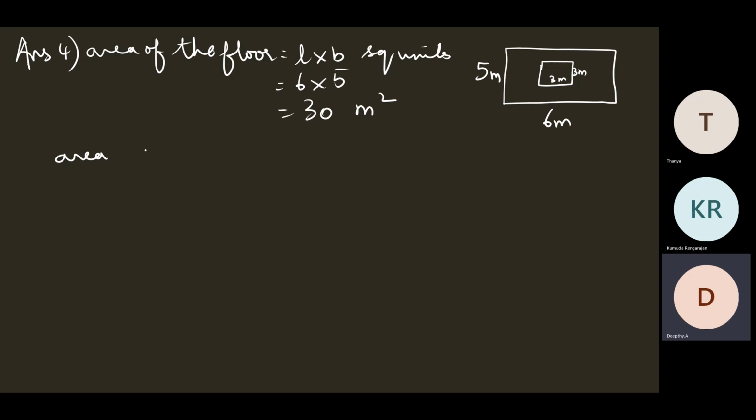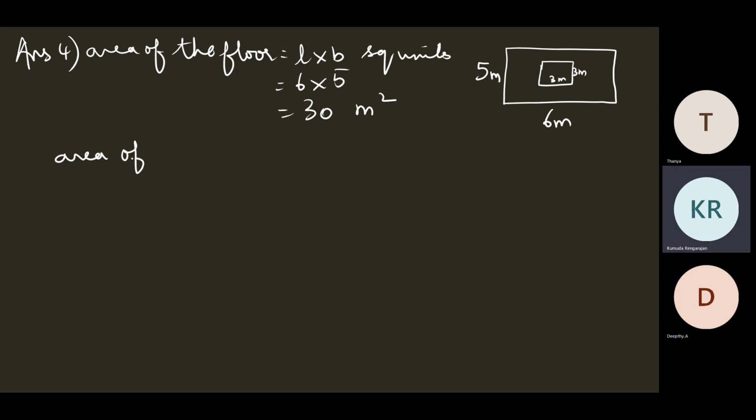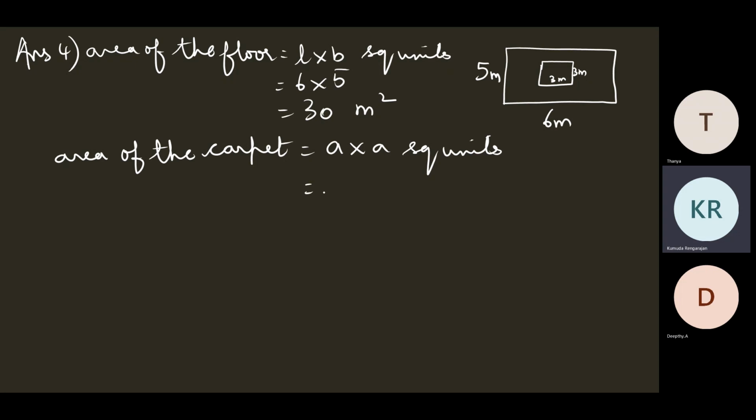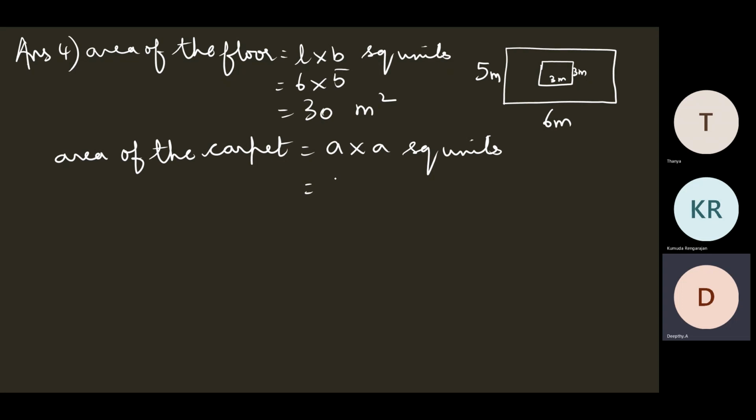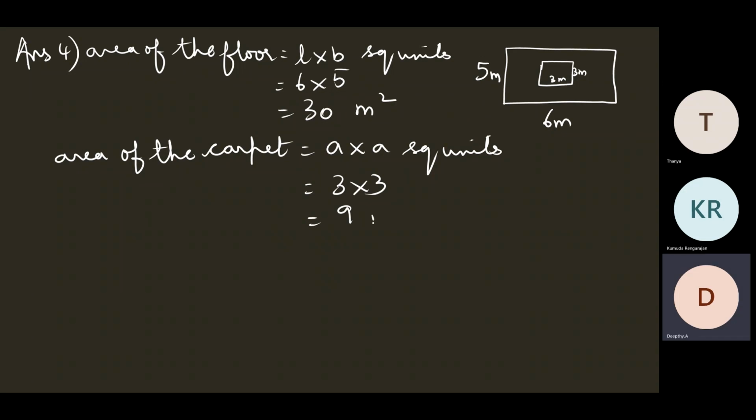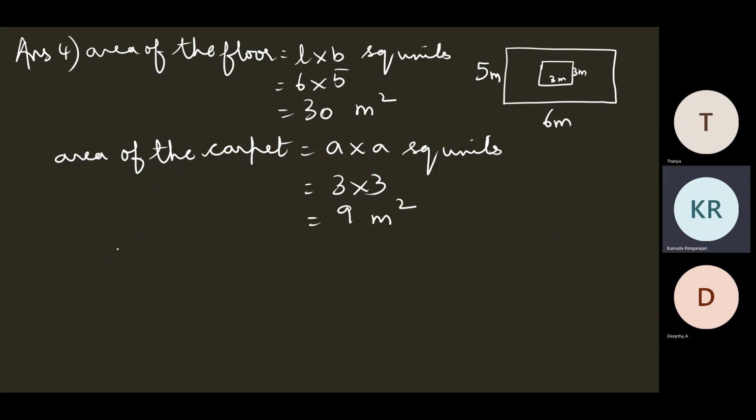Ma'am, we have to find the area of the carpet. Yeah, area of the carpet. Area of the carpet, or you can write area of the square carpet, either way is fine. What's the formula? Ma'am, side into side. Yes, side into side square units. Next, it is 3 into 3, is equal to 9 meter square. Yeah. Next what?